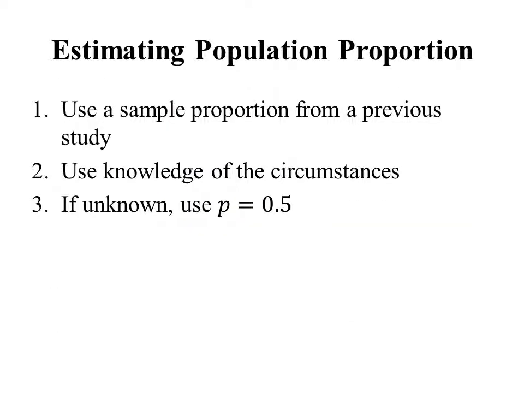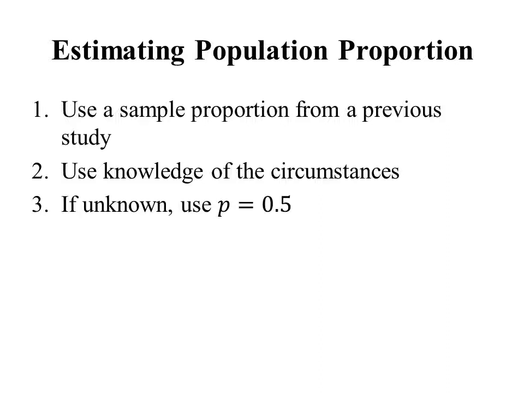So now, in order to use this formula, we need an estimate of the population proportion. And so in order to do that, there are at least 3 ways that we could estimate it. We could use a sample proportion from a previous study. So we could use some information that we already know from a previous study, or maybe from a different population, kind of like what we did in the previous example. We could use knowledge of the circumstances. Maybe we could say, well, just based off my observations, I think about 30% of students smoke, or something to that effect. If completely unknown, we're going to use p equals 0.5.